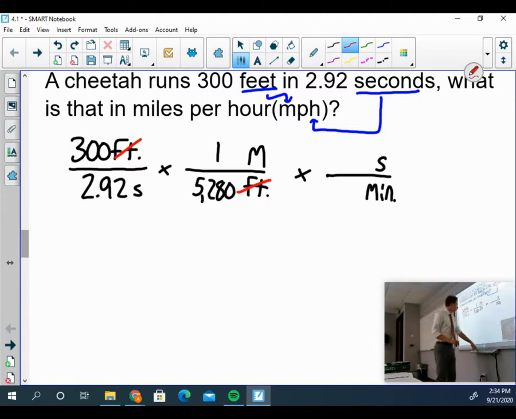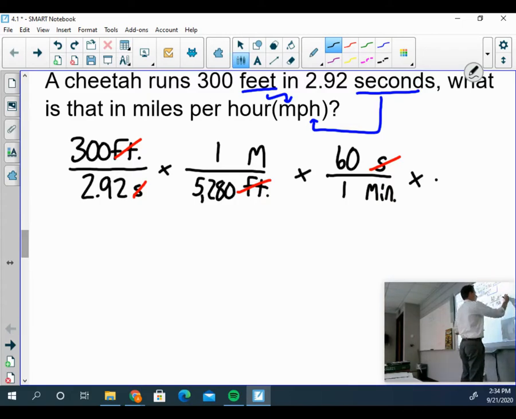Sure. So I'm going to cancel out seconds and go into minutes. How many seconds are in a minute? There are 60 seconds in 1 minute. Now, do I have the units I want? Well, I'm closer. I'm now to miles per minute. But I want miles per hour. Well, how do I get from minutes to hours? Minutes will go on top because we want to get rid of that, and we want to replace it with hours.